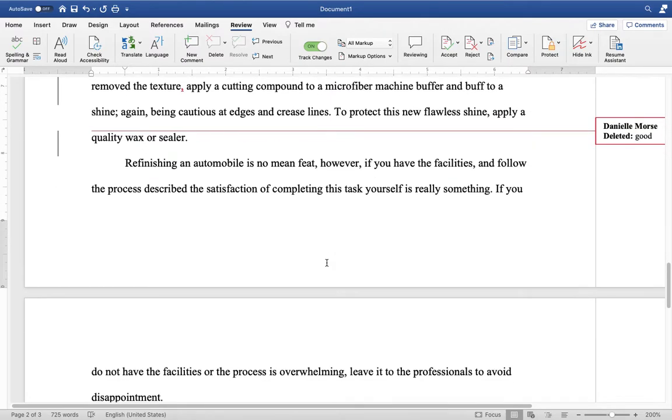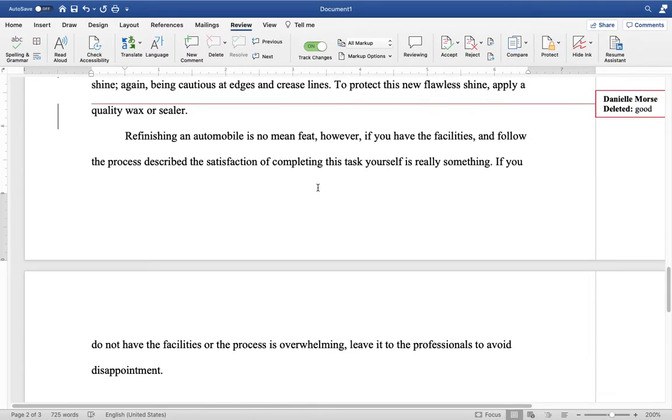And then we get into the conclusion. Refinishing an automobile is no mean feat.